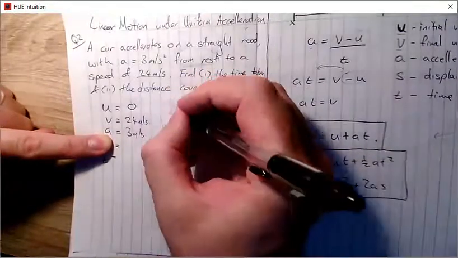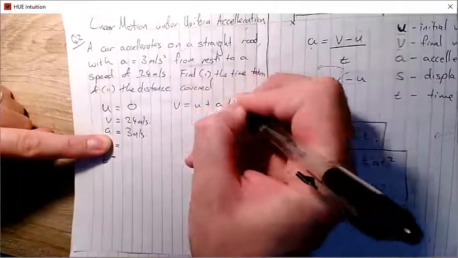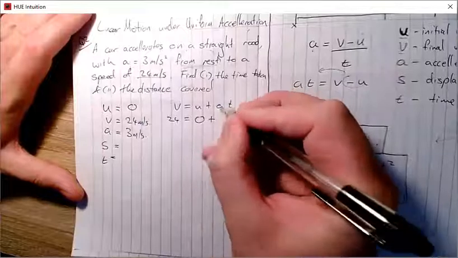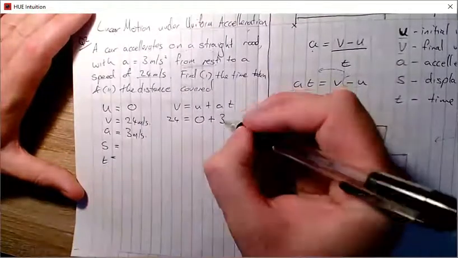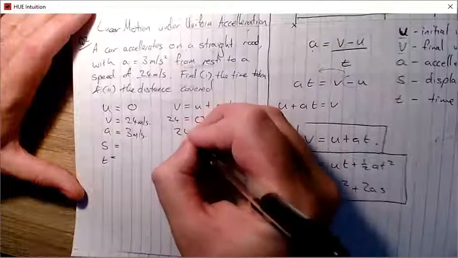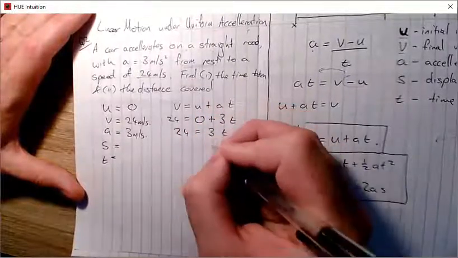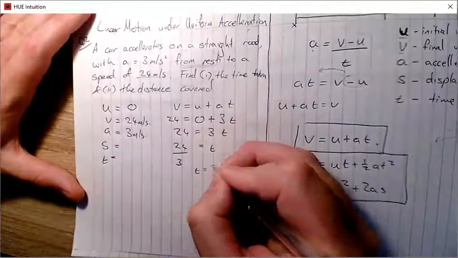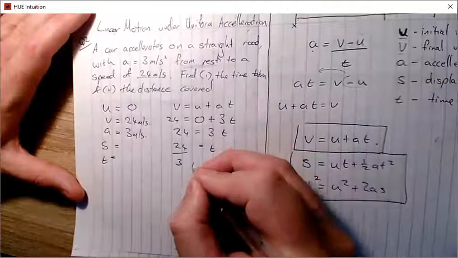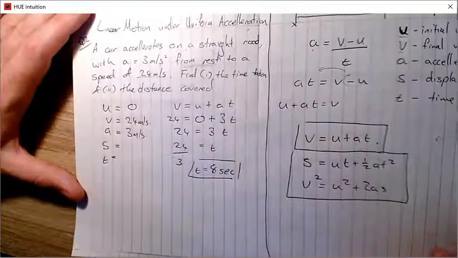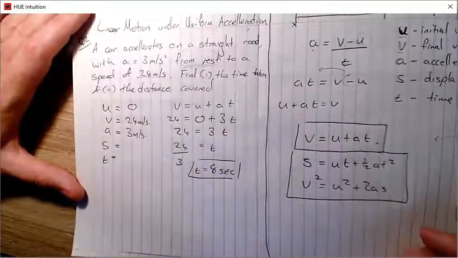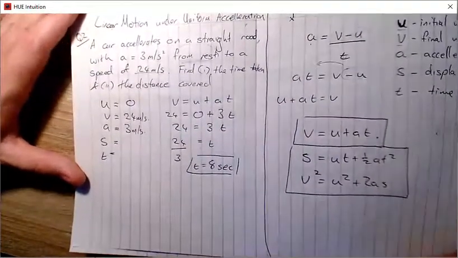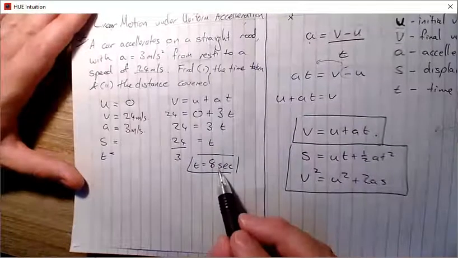So I can fill in v equals u plus at. v is 24, equals 0 for u plus acceleration is 3 multiplied by t, and I want to know what t is. So 24 equals 3 multiplied by t. Well, then t is 24 divided by 3. Okay, so 8 seconds is how long this journey takes. And if you're comfortable with the algebra, and by the way, coming straight out of junior cert, you might not be super comfortable with the algebra, but you'll get there. You can see that the time is 8 seconds.